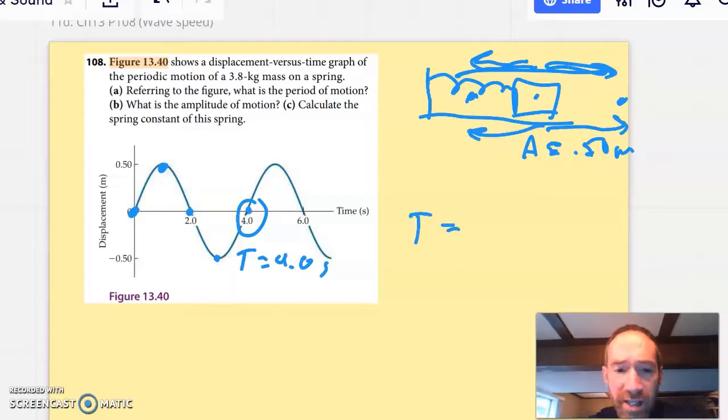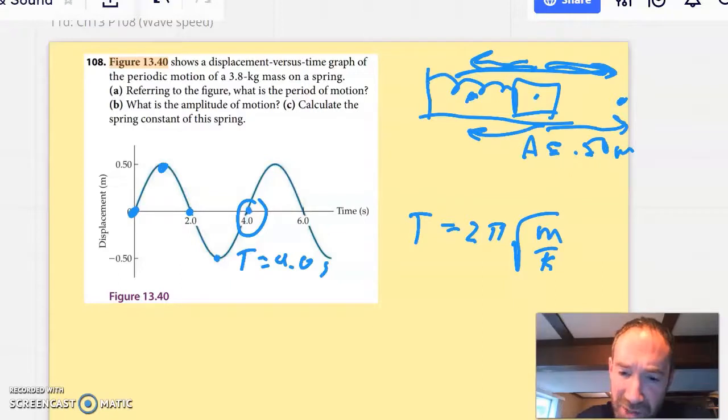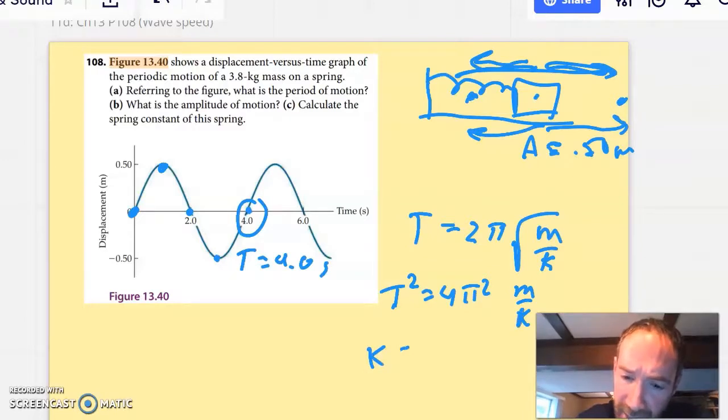Now they want us to calculate the spring constant. Remember, all of this is related in that equation where the period of a simple harmonic oscillator is 2 pi square root of the mass of the oscillator divided by the spring constant. And so if I want that spring constant, rather than just substituting in numbers, I think I'm going to square everything. Period squared is 4 pi squared m over k. And now I'll multiply both sides by k, and I will divide both sides by that period squared.